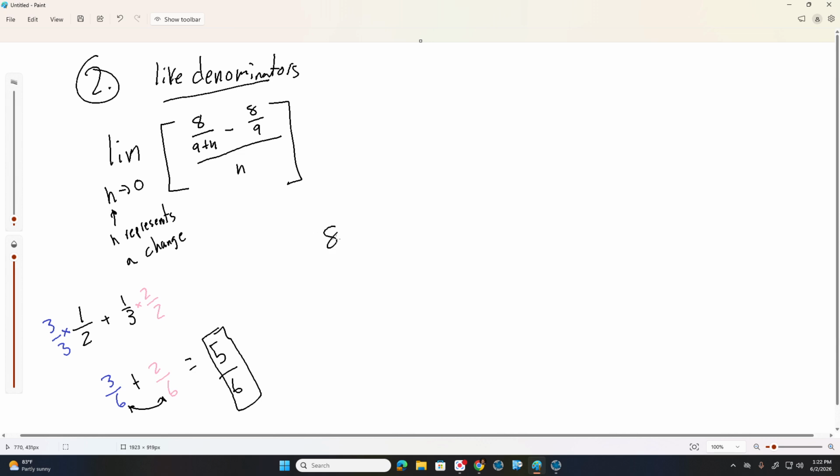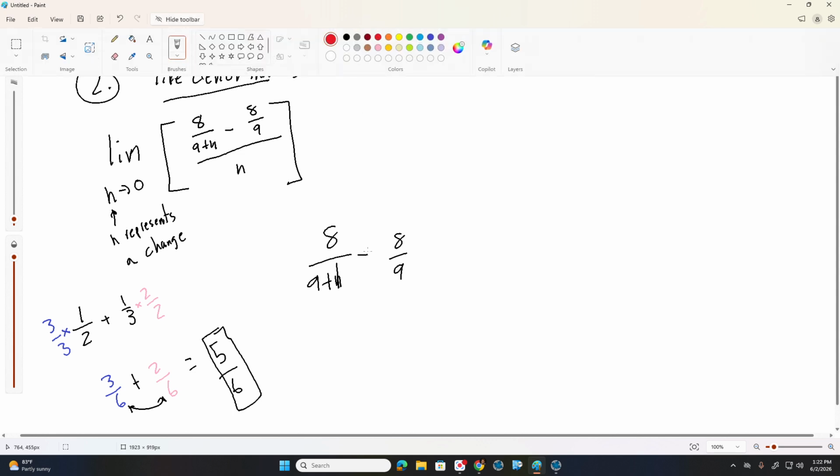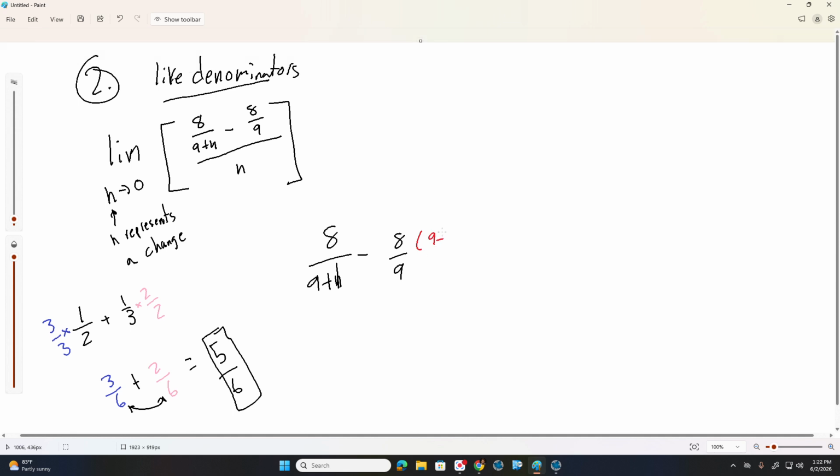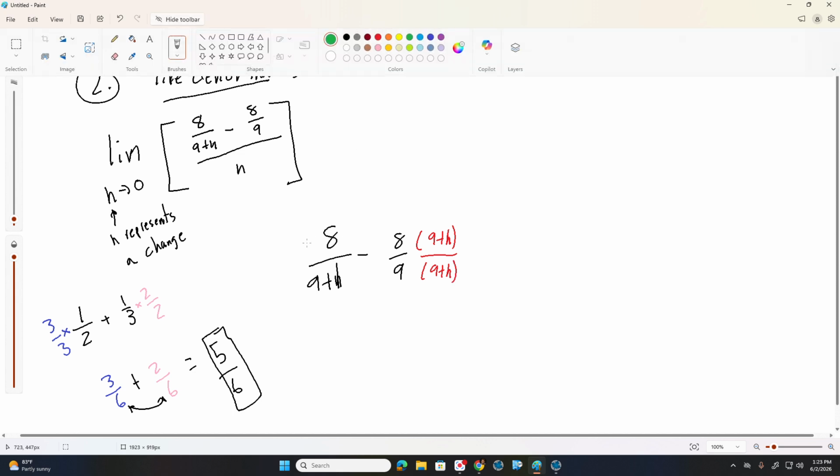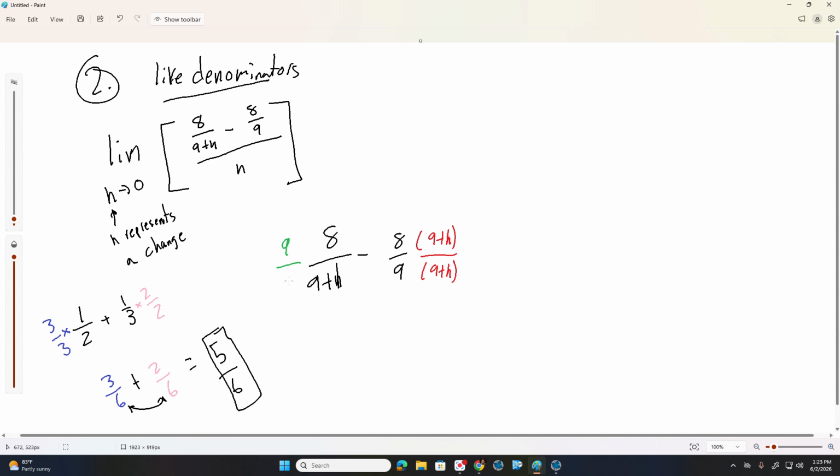So on the one hand, we have 8 over 9 plus h. But on the other hand, we have 8 over 9. So what are we going to multiply? Remember, we multiply each of these by some form of 1. So we're going to multiply this one by 9 plus h divided by 9 plus h. And we're going to multiply the first one by the other denominator. We're going to multiply it by 9 over 9.